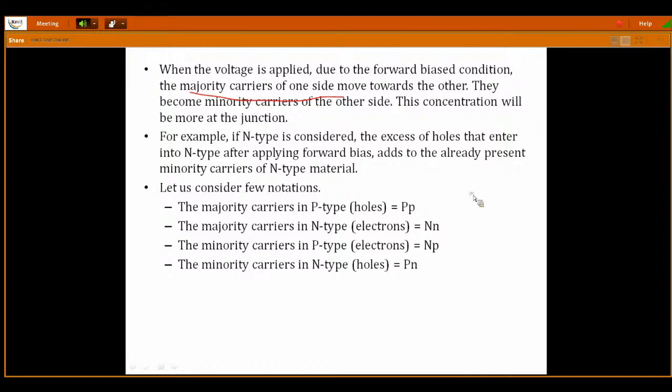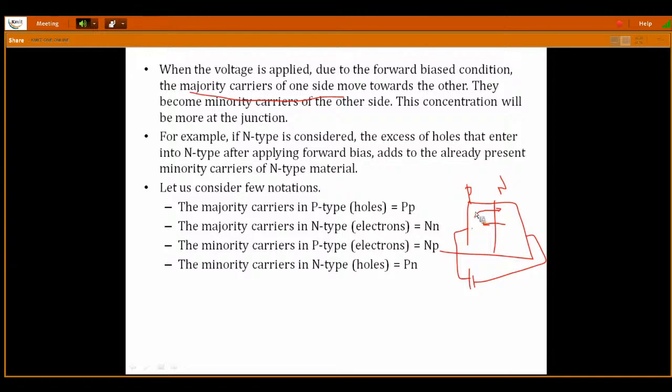Now see, this is your PN junction diode. This is your P and this is your N. During the forward bias case, what is going to happen? Majority charge carriers in the P side are moving into the N side. Majority charge carriers in the N side are moving into the P side. This is straightforward. Now, one more statement I am adding.